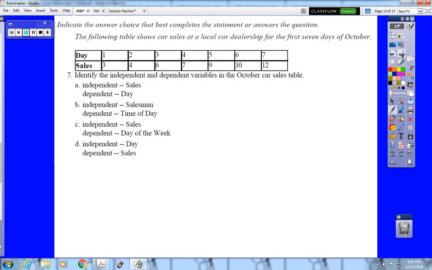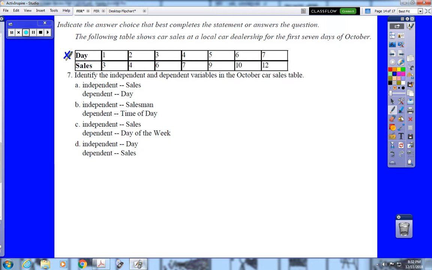So what this is asking you to do is figure out which one of these two variables, days or sales, is your independent variable and which one is your dependent variable. You should remember from when we talked about this back at the beginning of the year that time is always independent. So if we're looking at these two values, days is a time, sales is based on days. So day would be your independent variable and sales would be your dependent variable, meaning D is the correct answer.